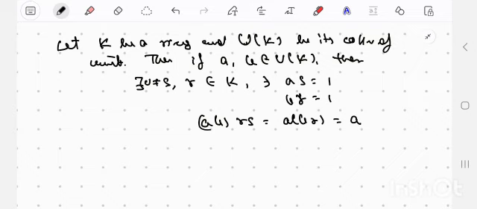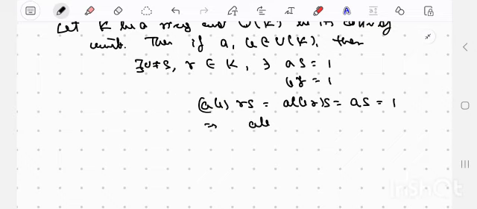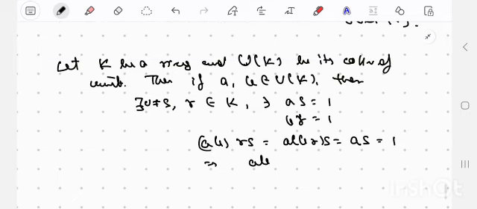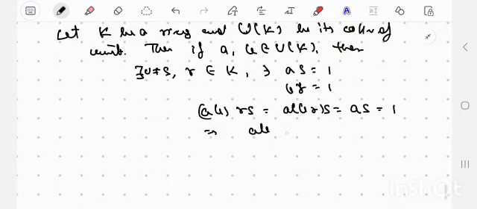So if I do ab times rs, so you have as here, so it's equal to 1. That implies that ab is in U(K), right? ab is in U(K). Fine.